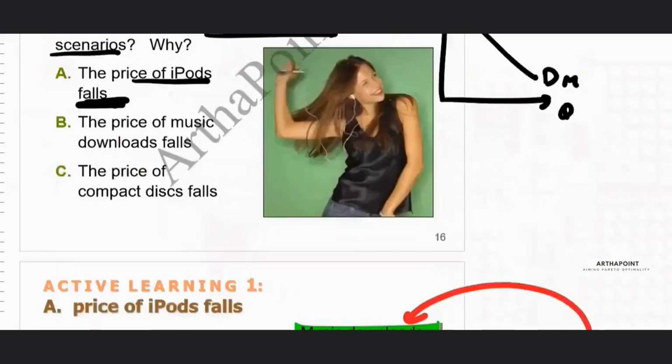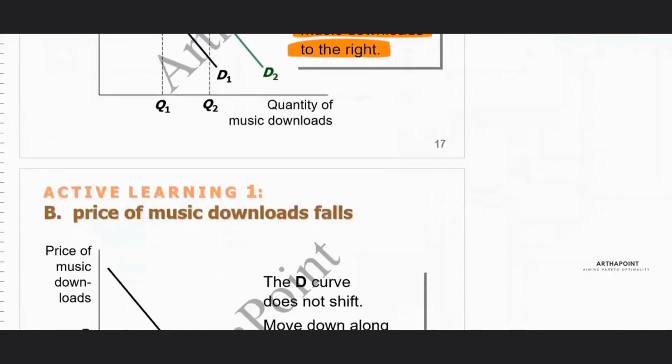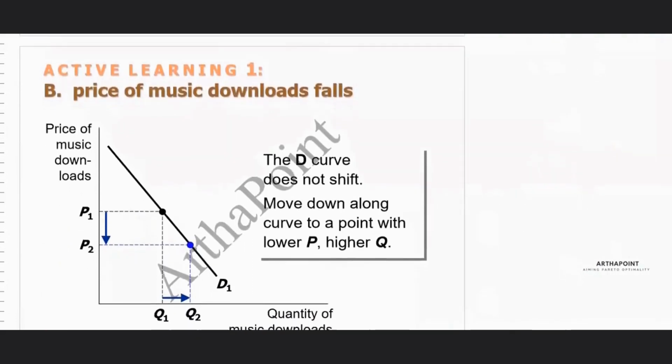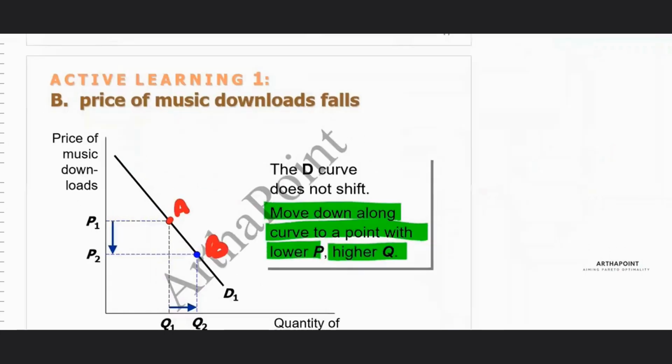Right? Let's take the next example. The price of music downloads falls. So suppose currently I'm at this point, point A. And now it is saying that the price of music download in itself is falling. So you're going to a new point, point B. So this is going to lead to a movement along the demand curve. You will just move from a point with higher price to a point with lower price. So you move down along the demand curve with lower price and higher quantity.